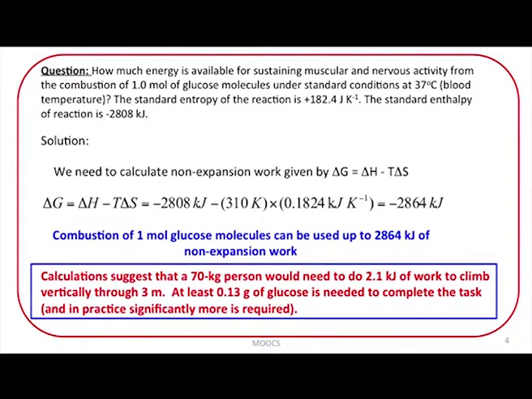You can do the calculations, you will find out that a 70 kilogram person would need to do 2.1 kilojoules of work to climb vertically through 3 meters. And then if you convert this energy in terms of number of moles of glucose required, the number of moles can then be converted into amount of glucose or grams of glucose required. The calculations suggest that you need 130 milligram or 0.13 gram of glucose to complete the task. That is, if the person has to vertically climb up by 3 meter.